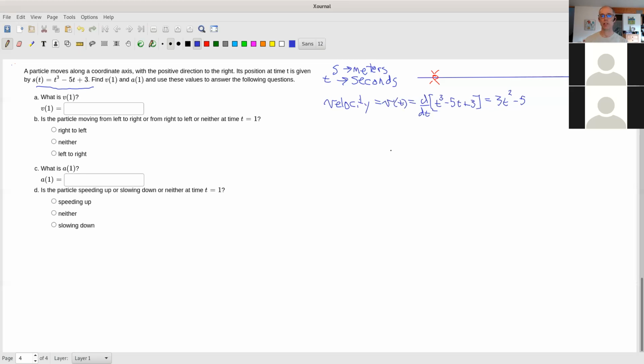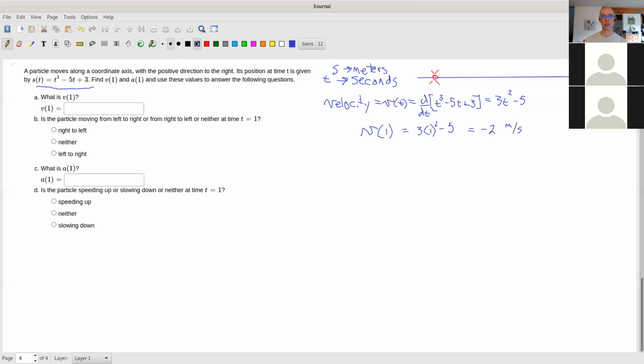In particular, I was asked, what is the velocity at 1 second into this thing's movement? So that would just be 3 times 1 squared minus 5, which is 3 minus 5 or negative 2. So if we observe this thing moving 1 second in, we're going to find it's moving at negative 2 meters per second. And we'll work on answering those questions in just a second.